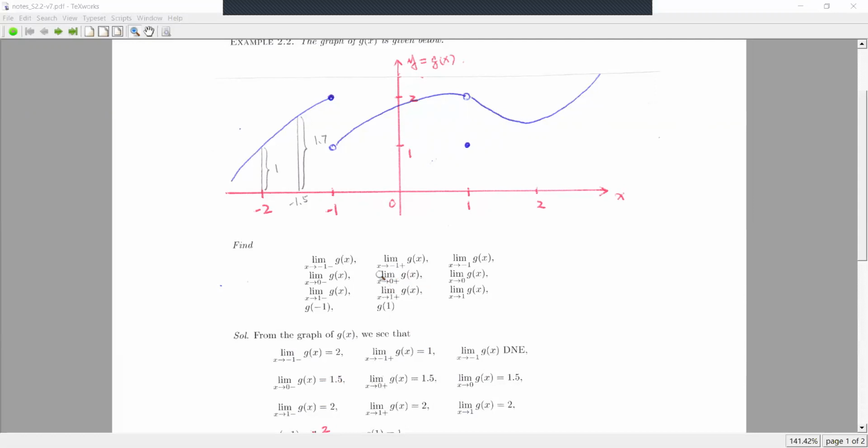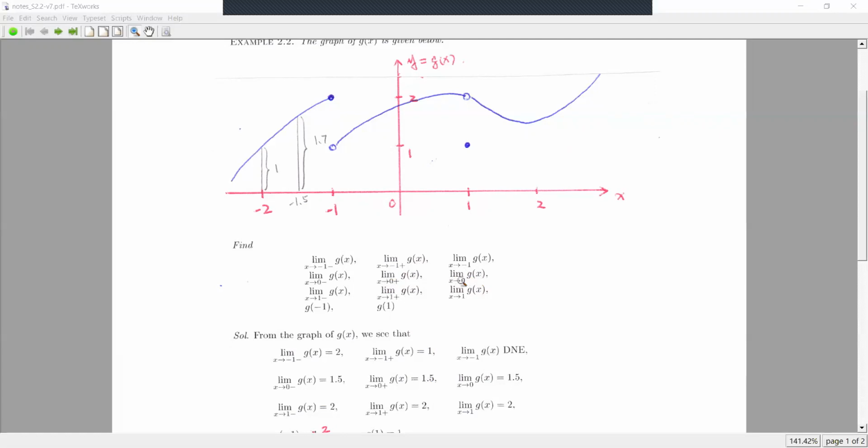Now, the next limit is a right-hand limit at point 0. x approaches 0 from the right side. The graph of the function approaches this point, the same point. This point, the height is about 1.9. So this limit is 1.9. Again, a typo, it should be 1.9 here.